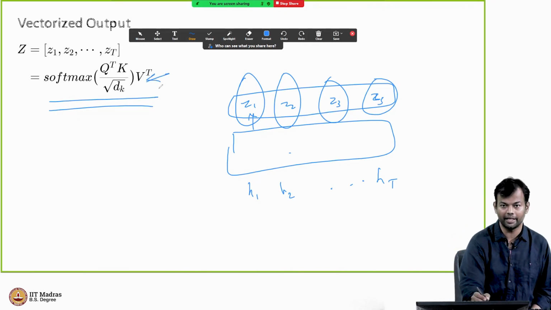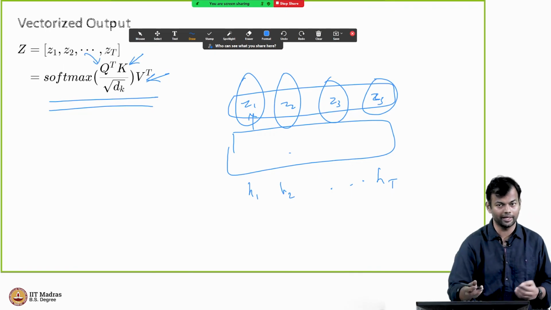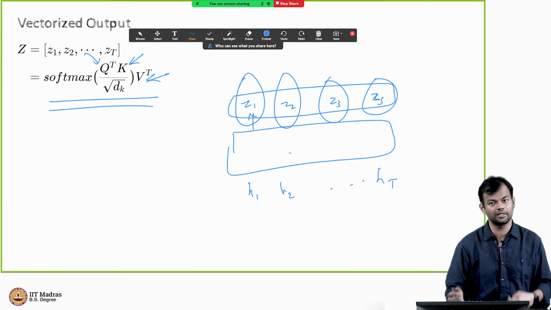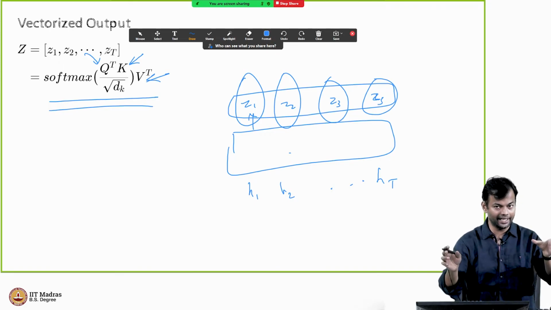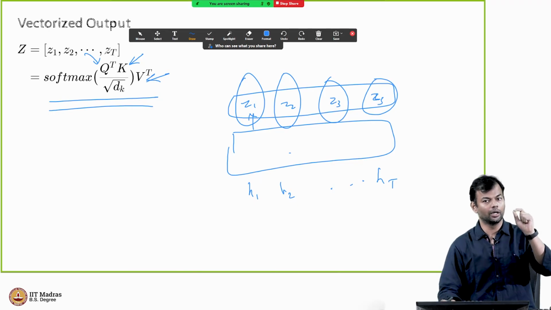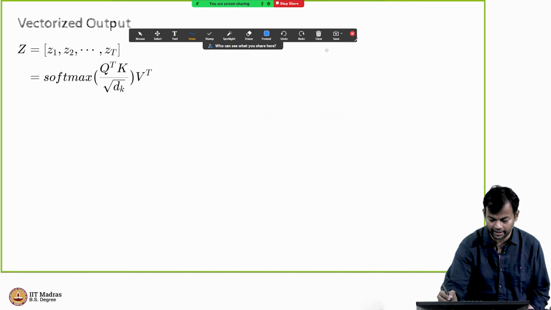V itself comes from a matrix multiplication, K comes from a matrix multiplication, Q comes from a matrix multiplication. Once you have that, you do these matrix multiplications and you get the Z at one go, right? But all of this is parallelizable. I don't need to wait to compute Z(T minus 1) to compute ZT, right? That's the main takeaway that I have here, right?